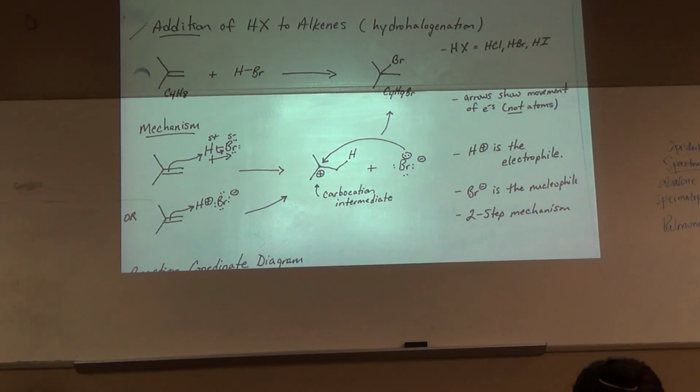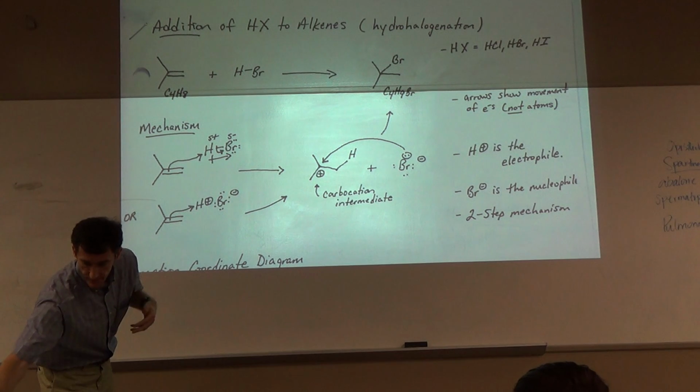What is the mechanism? Mechanism is where we're going to use mechanism arrows, sometimes called curly-headed arrows, to show movement of all electrons. You show formation of and breaking of all bonds. If a bond is formed or broken, you need to show an arrow illustrating that. Arrows do not show movement of atoms. Okay, mechanism.